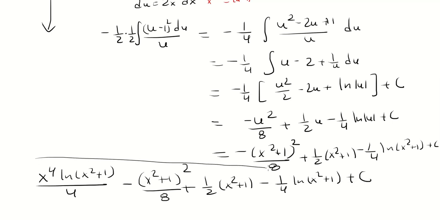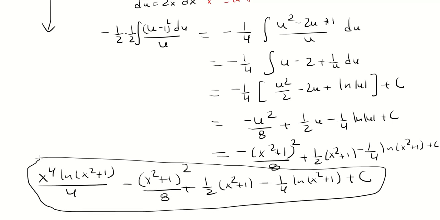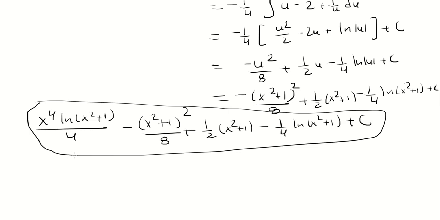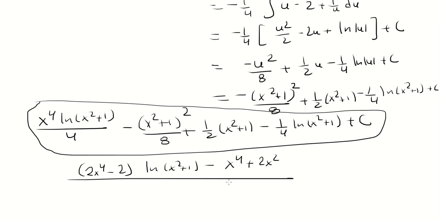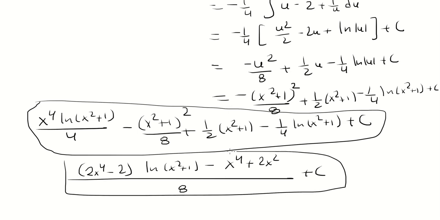If you want, this is good enough, but what you can also do is factor out the natural log, distribute the squares, and the alternative form is 2x to the fourth minus 2 times natural log of x squared plus 1 minus x to the fourth plus 2x squared over 8 plus c. But this is a lot more work and it's not worth it. I think this is good enough on the top.